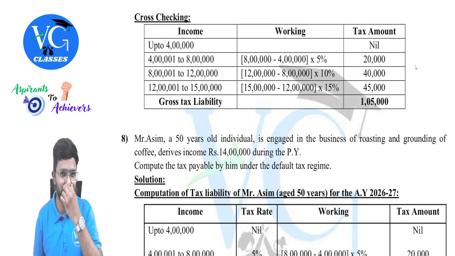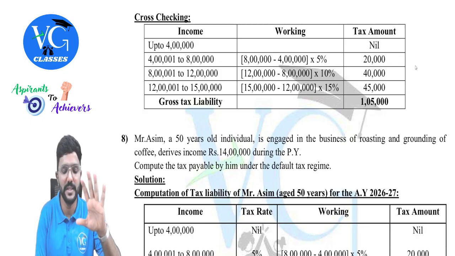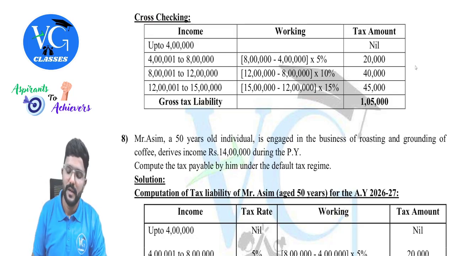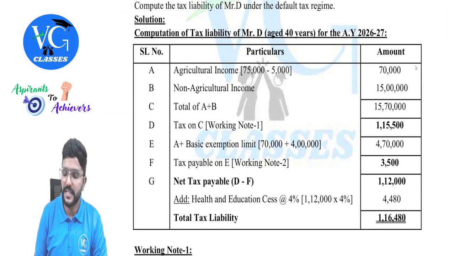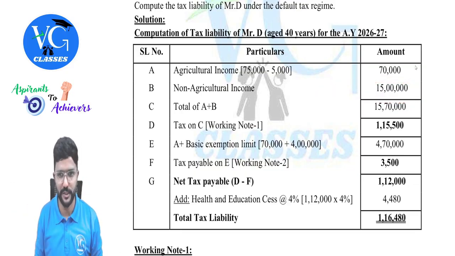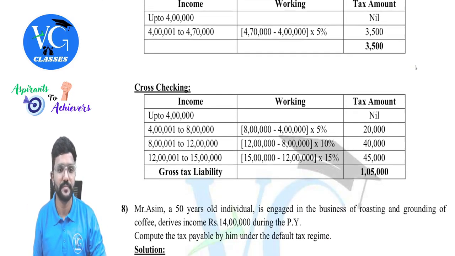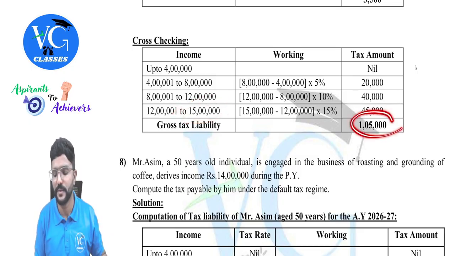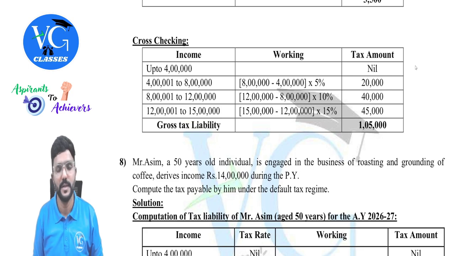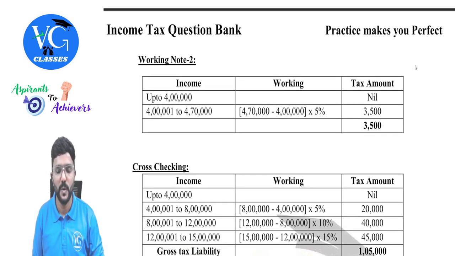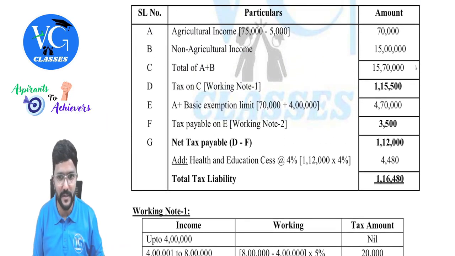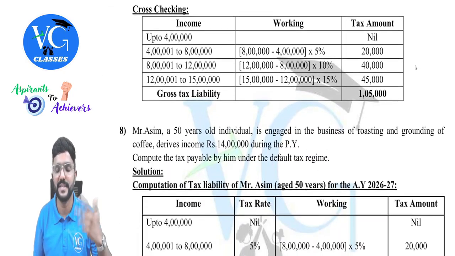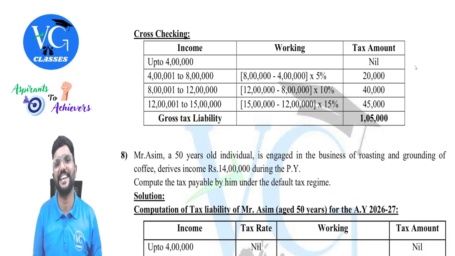You can observe here. Cross checking. I've just given it for your better understanding. You need not present this in the exam, guys. This is only for your understanding. Now assume we didn't do all this partial integration. We are just calculating tax on non-agriculture income as usual. Then how much will be the tax liability? If you are considering only 15 lakh income, it comes to 1 lakh 5,000 plus 4% health and education cess. Whereas here you can see before cess, how much is the tax? 1 lakh 12,000. But if it was a regular calculation, it would have been 1 lakh 5,000.